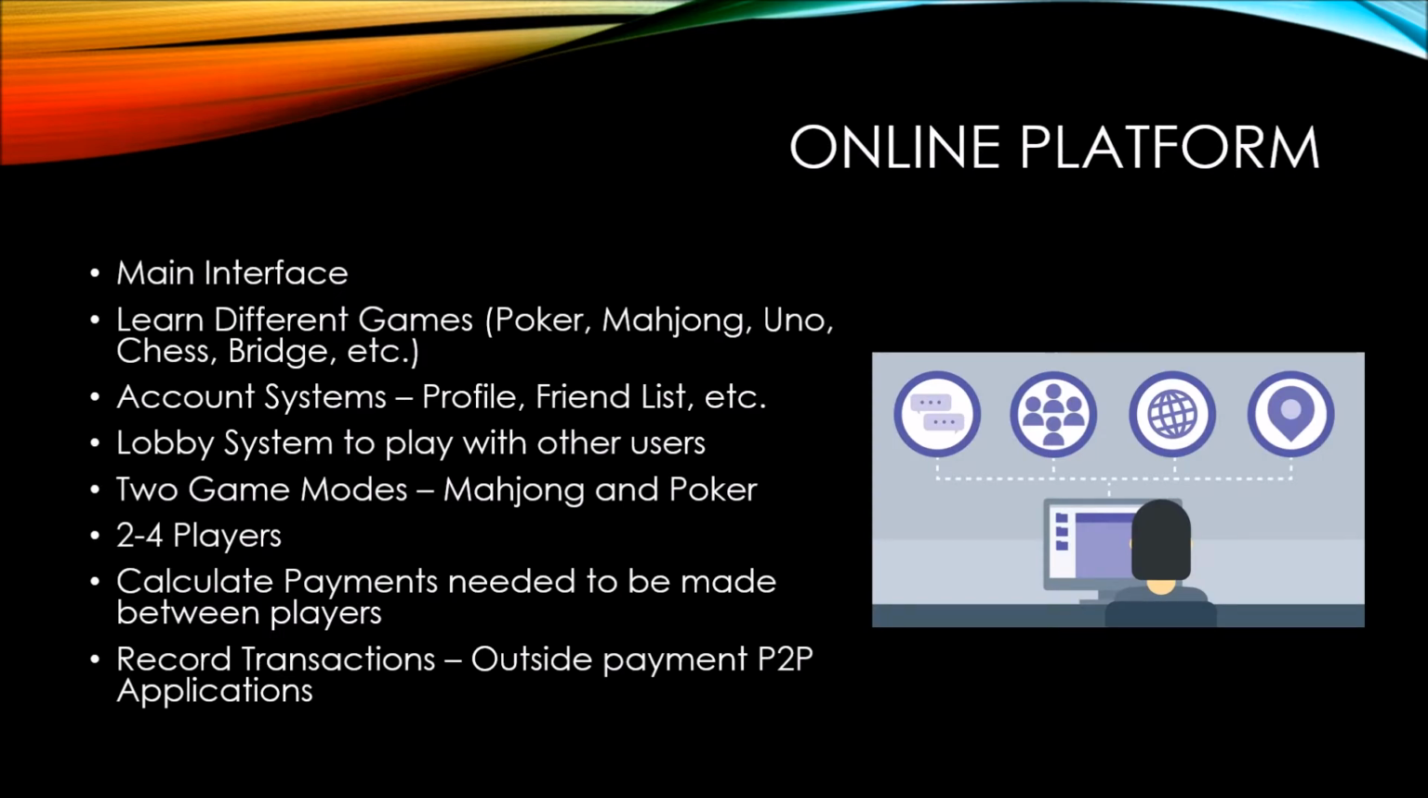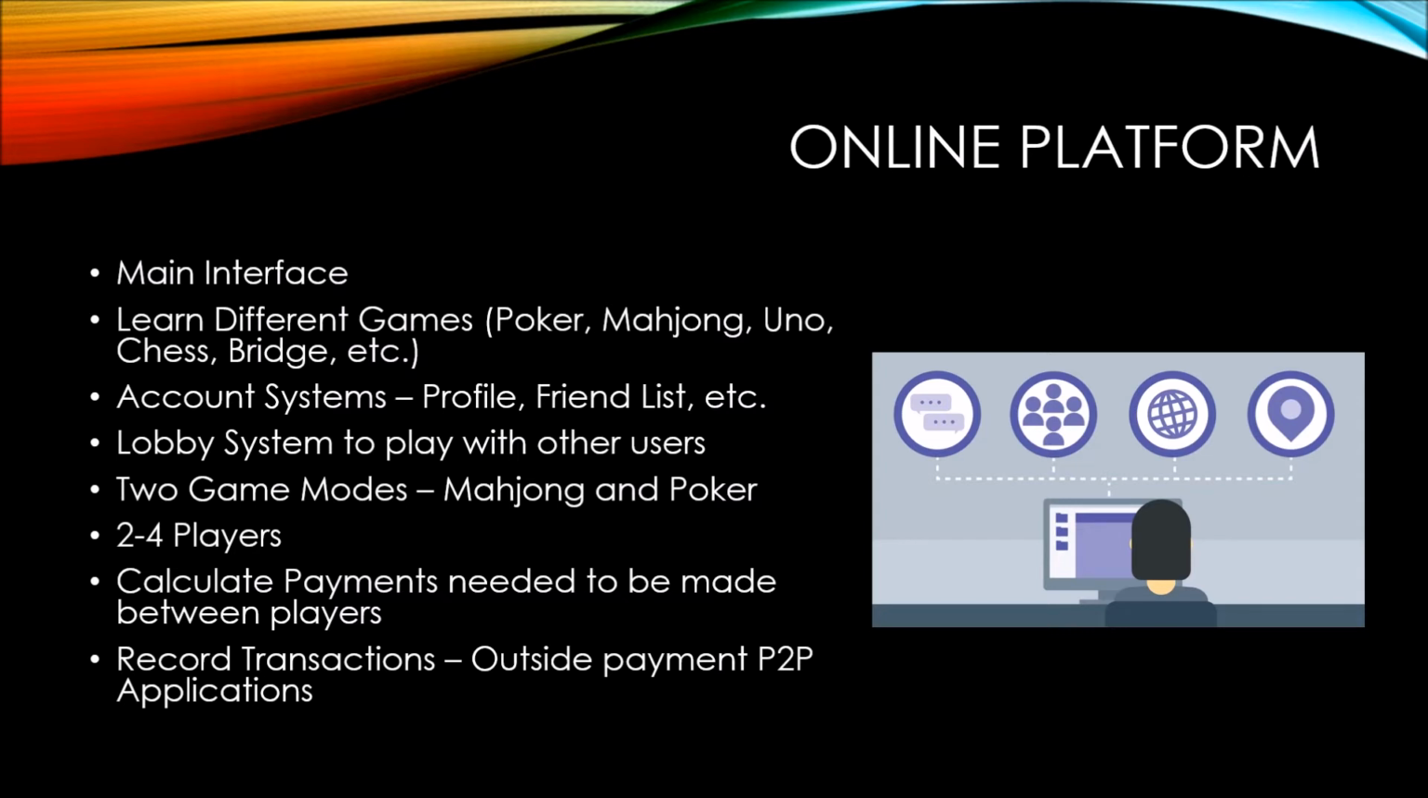Now let's look deeper into the online platform. It operates as the main interface of the application. It consists of three main databases for the user to use. The first is the learning section, where users will be able to learn about different games. The second is the account system, which includes each individual's information about their profile, friend list, etc. The last and most important is the lobby system, which allows multiple users to join a lobby and play together.